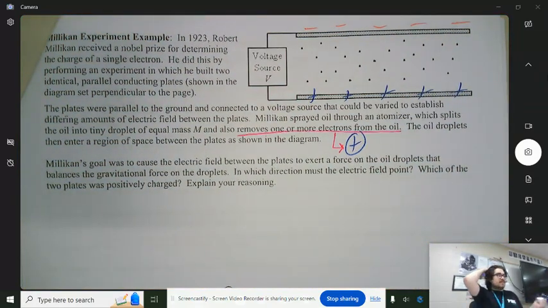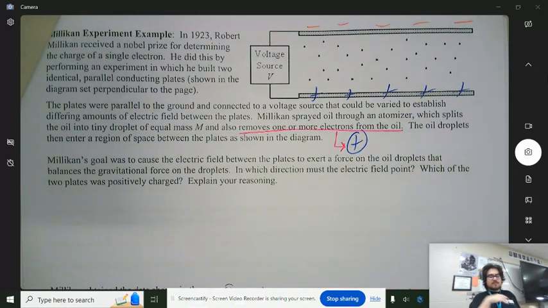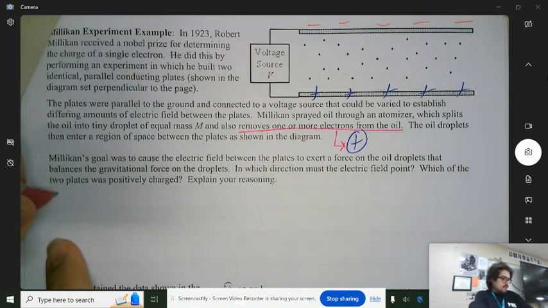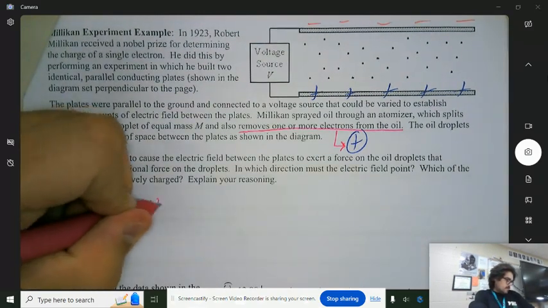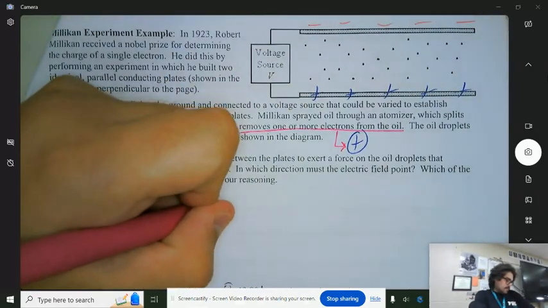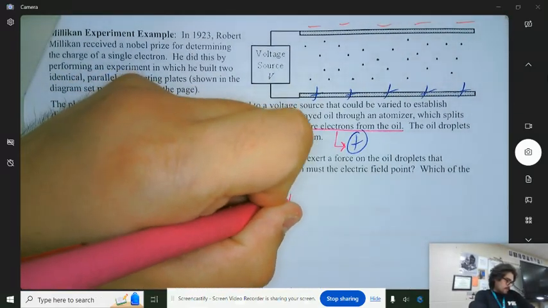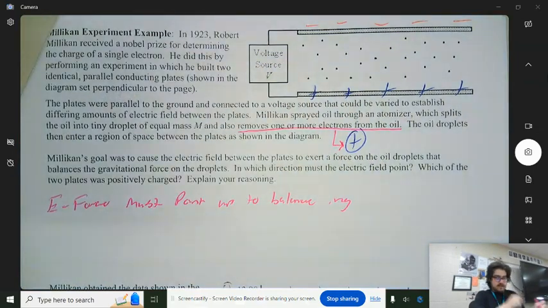Okay, same logic as the guy in the previous example, right? So if we remove electrons, then the droplets have to be positive, okay? Electric force must point up to balance mg. So E force must point up to balance mg, okay?